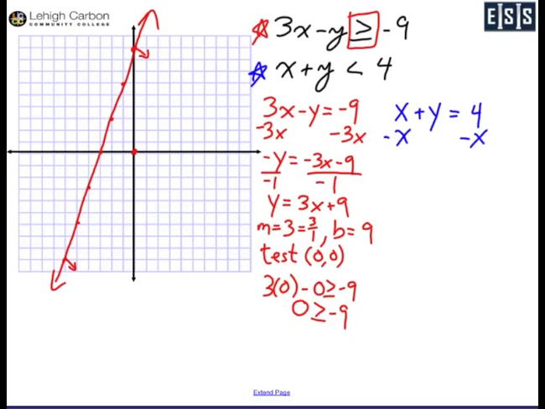Subtract x from both sides. I get y equals negative x plus 4. My m, or my slope, is negative 1. My b is 4. 4 on the y-axis. Slope of negative 1 means down 1 over 1, or back 1, up 1. My inequality was less than, so that means I'm going to use a dashed line.